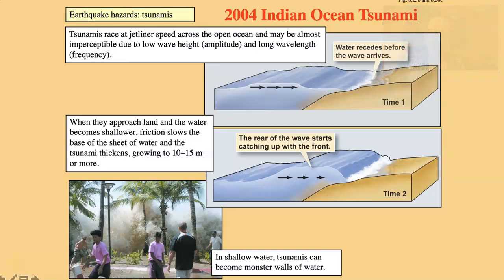Another well-known tsunami event was in 2004, the Indian Ocean tsunami. This event killed almost 250,000 people. And unfortunately, the tsunami warning systems that we have in the Pacific Ocean were not available in the Indian Ocean at the time, so no one even knew a tsunami was coming. As you can see here, when a tsunami occurs, the leading edge actually pulls the water out to sea, and then in comes the first giant wave.